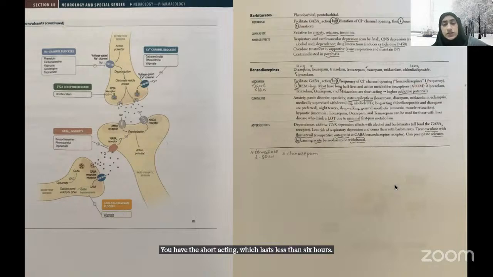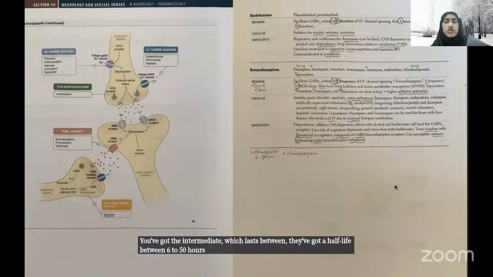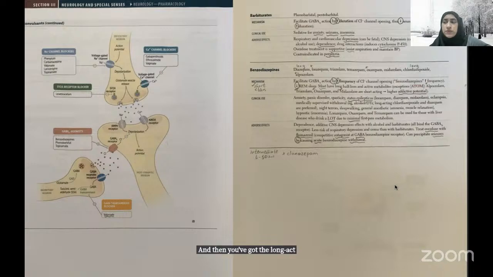You've got the intermediate, which have a half life between 6 to 50 hours. And then you've got the long acting ones, whose half life is more than 50 hours. The short acting drugs, I've marked them in my textbook with a small tick. There are three drugs: triazolam, oxazepam, and midazolam. These are short acting. Moving towards the intermediate drugs, we've got clonazepam, lorazepam, and oxazepam.